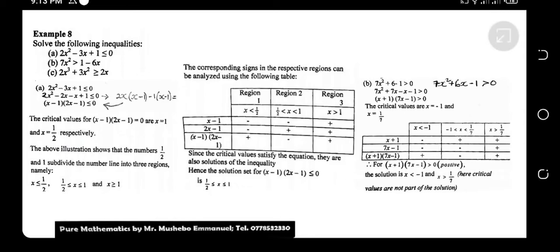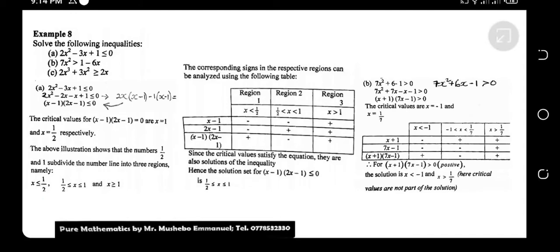After that, we are going to illustrate them, because remember we are going to go to the table. So we use these critical values of x to come up with ranges of values of x. The two critical values are a half and 1. So we create the ranges of x values. First, the region which is below the smallest value, a half, that is x less than or equal to a half.